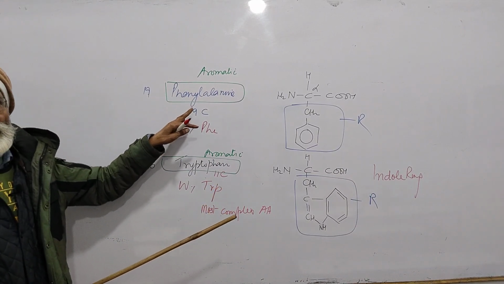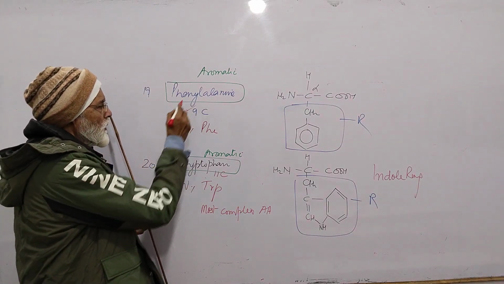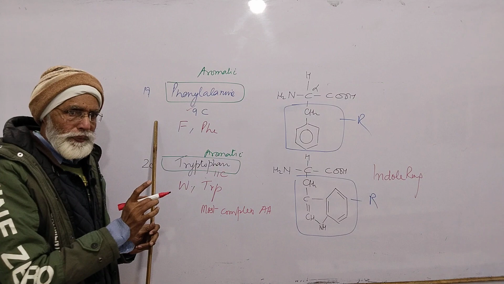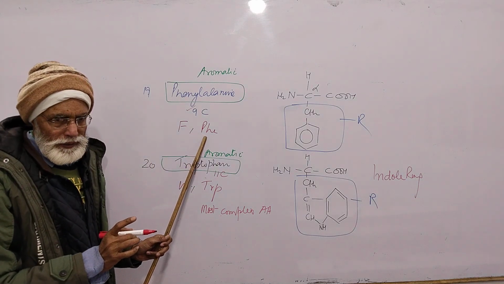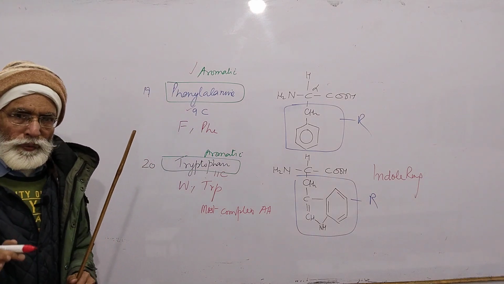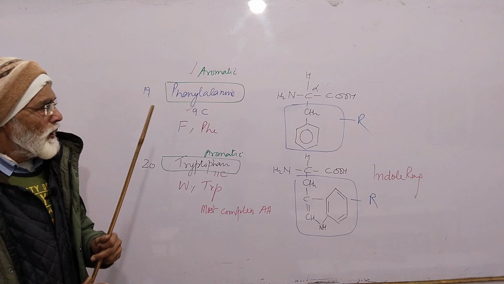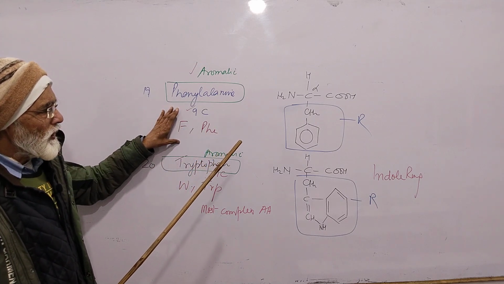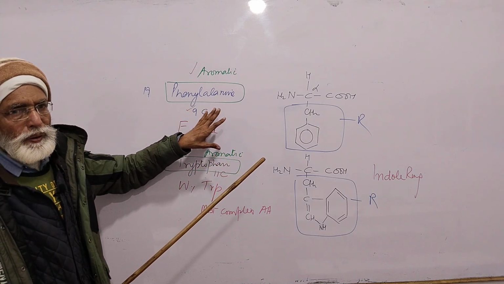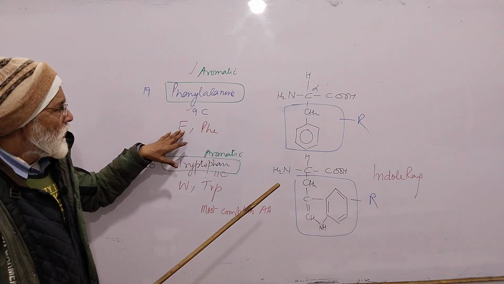The 19th amino acid is phenylalanine. It possesses 9 carbons, single letter F, and 3 letter PHE. Okay, and it is an aromatic amino acid. One I already told you, tyrosine. That was a hydroxy aromatic amino acid. Now this is the simplest aromatic amino acid, and no other group is there except the benzene ring attached. 9 carbon, F.